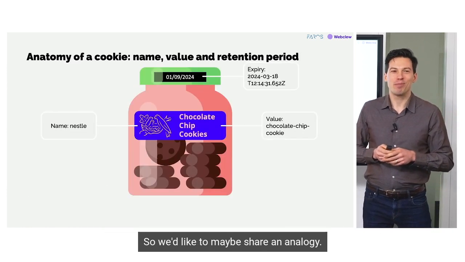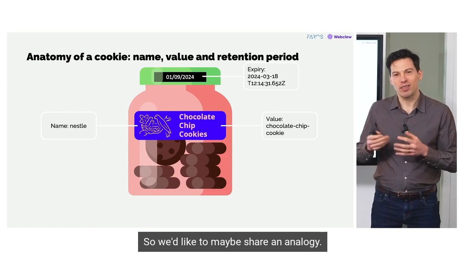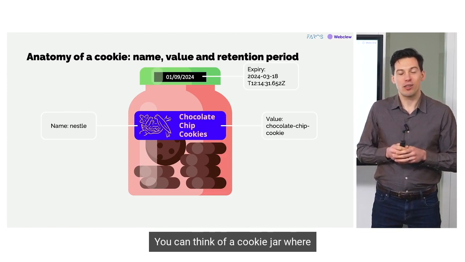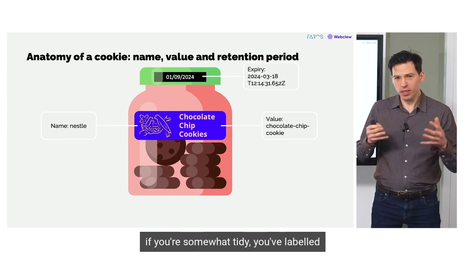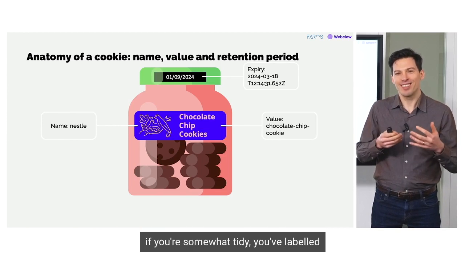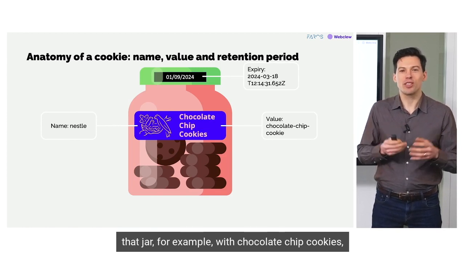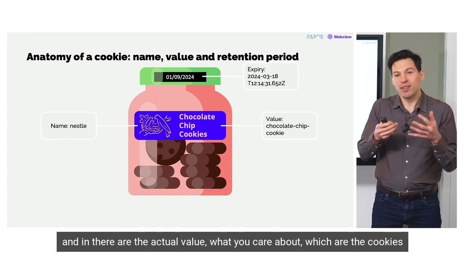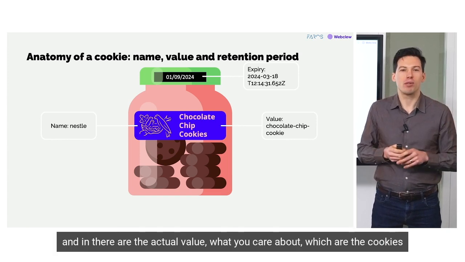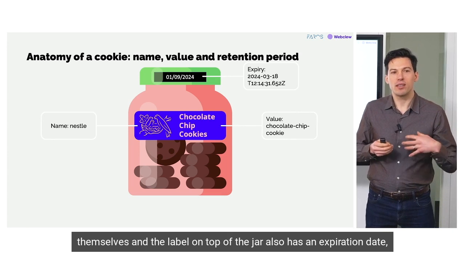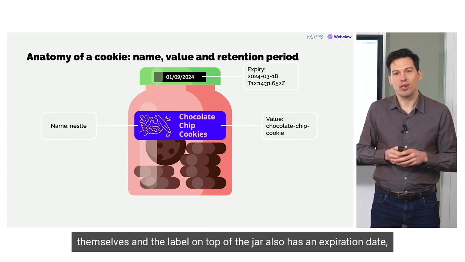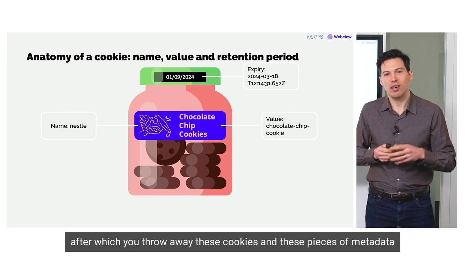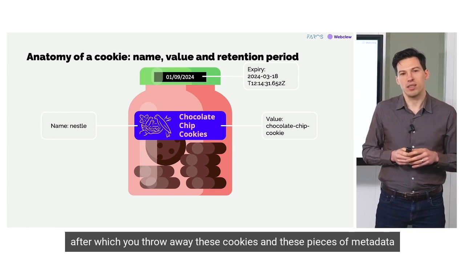So we'd like to share an analogy. You can think of a cookie jar where, if you're somewhat tidy, you've labeled that jar, for example, with chocolate chip cookies, and in there is the actual value, what you care about, which is the cookies themselves. And the label on top of the jar also has an expiration date after which you throw away these cookies.